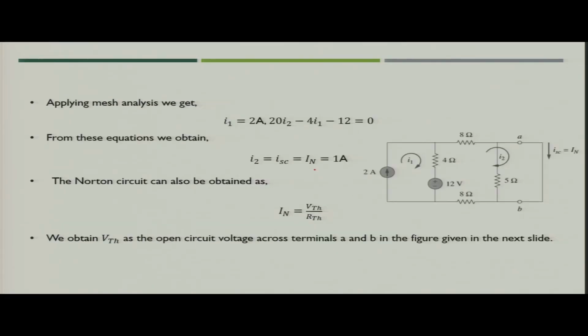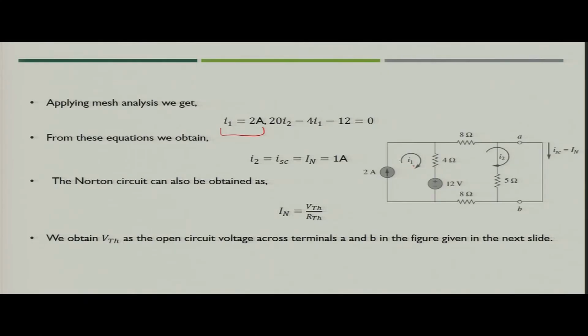What we get from these 2 meshes? If you see mesh 1, the value of mesh current I1 is equal to 2 ampere. So, this you can easily see from the circuit, because 2 ampere is the current source which is available in the mesh.